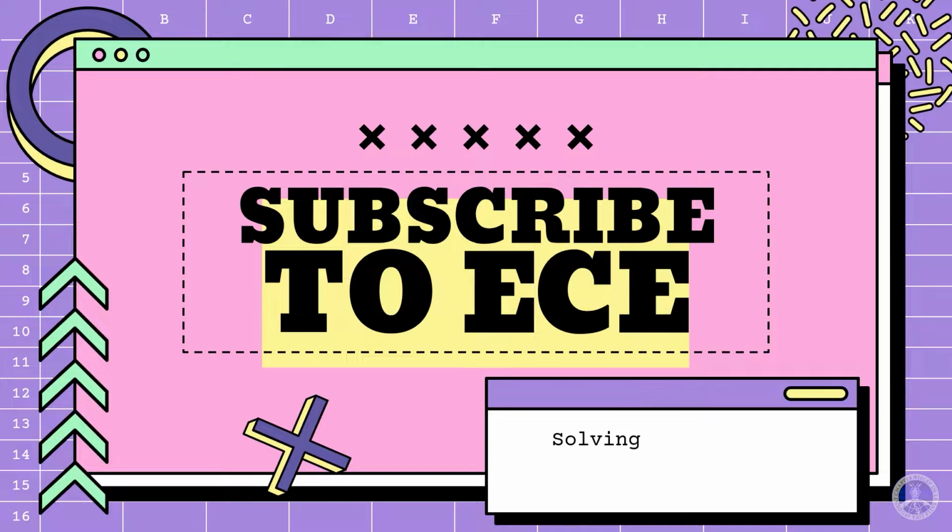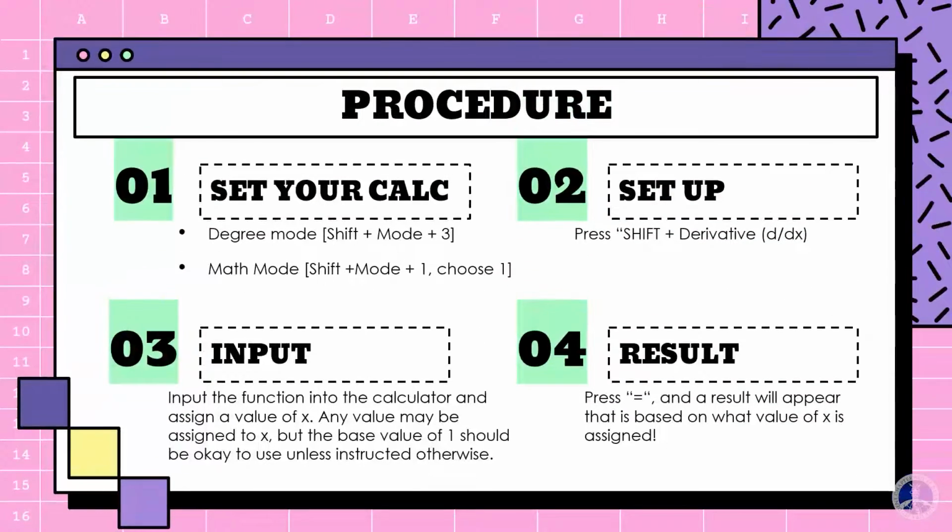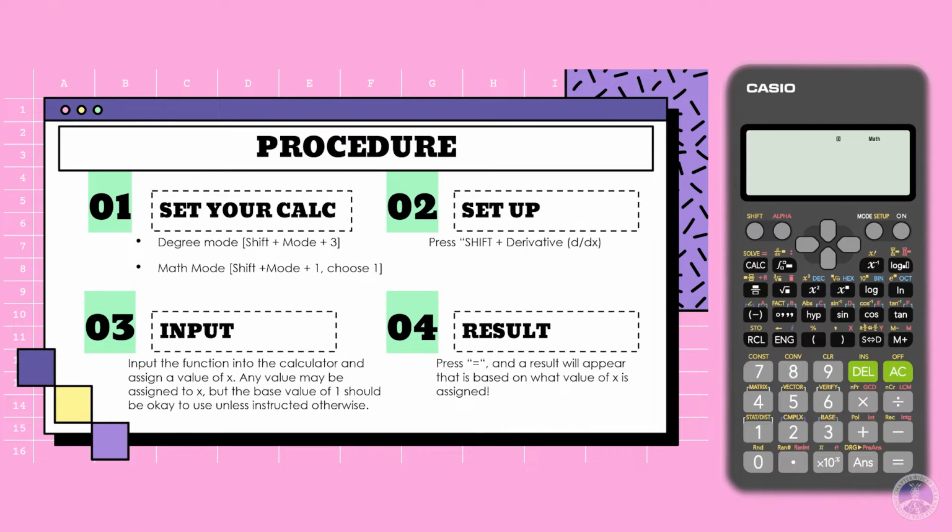This time we are going to be looking at solving derivatives using a scientific calculator. So, this is the procedure on how to solve derivatives using a scientific calculator. Step 1. Set your calculator to the following modes: degree mode and math mode.